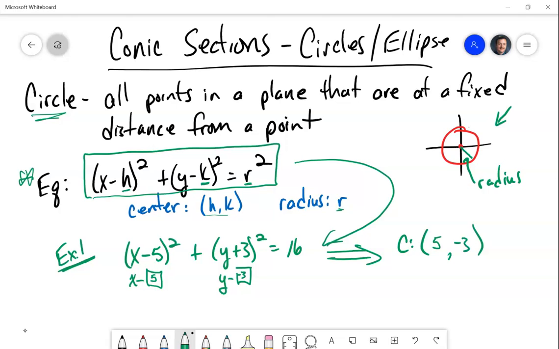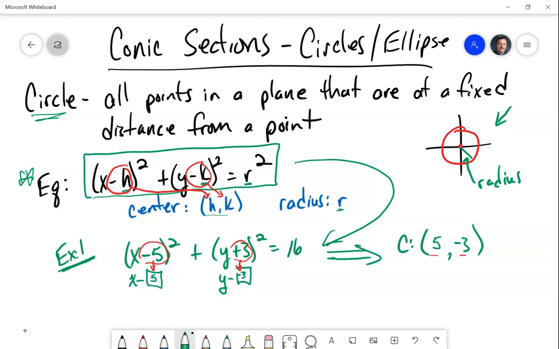Another way of looking at this is basically whatever is inside of your equation, it will come out as the opposite. So a negative h comes out as positive h. Negative k comes out as positive k. Similarly, negative 5 comes out as positive 5, and positive 3 comes out as the opposite, negative 3, to give us our x and y component for our center. Okay, so now that we've done that, let's look at the radius.